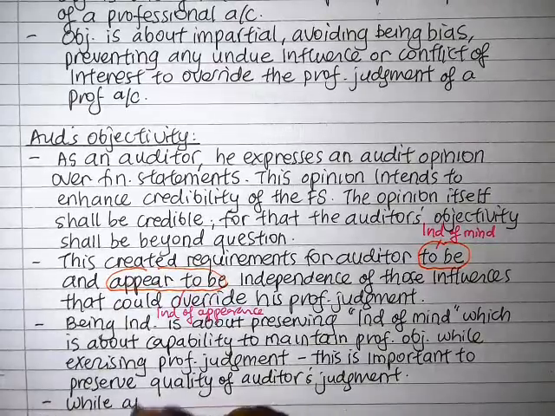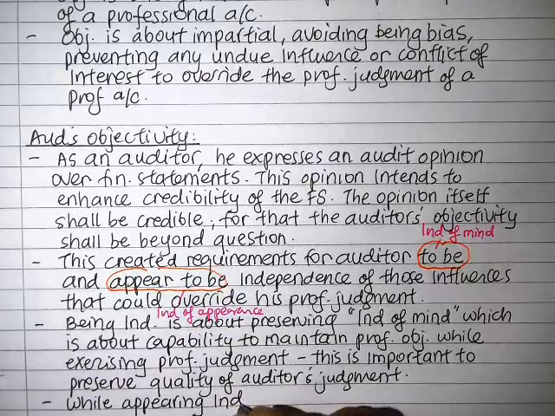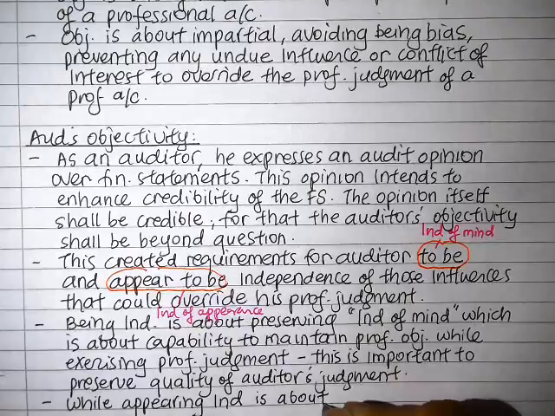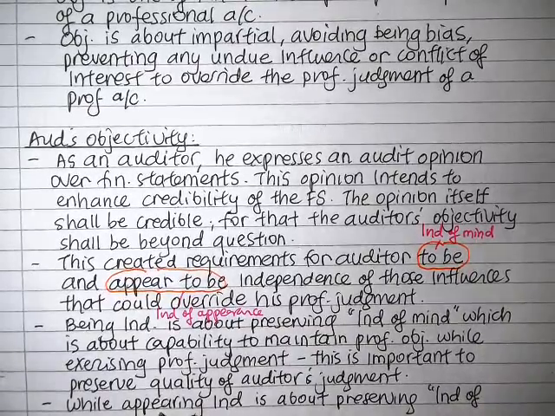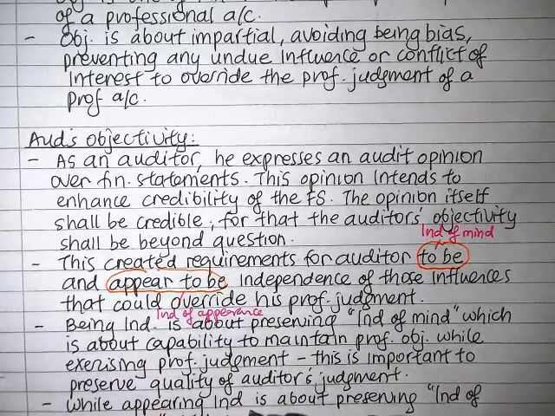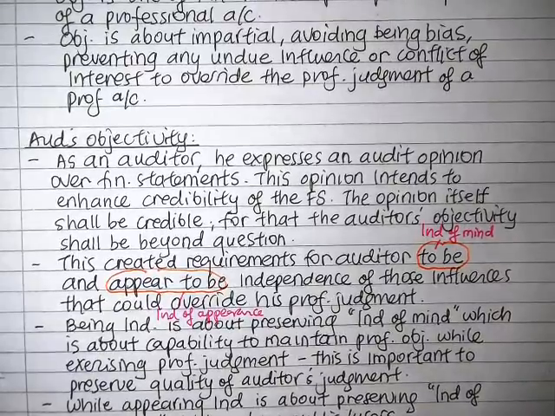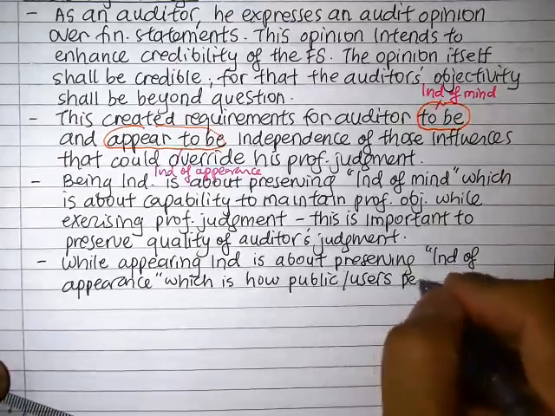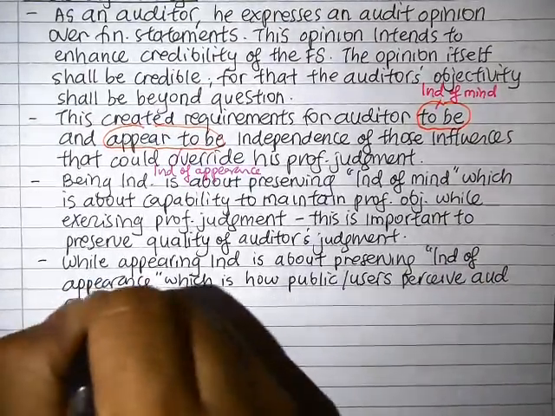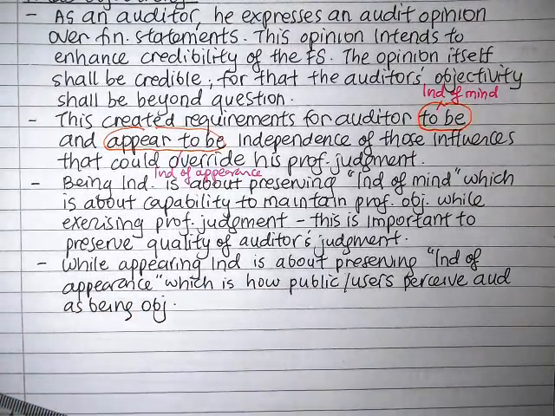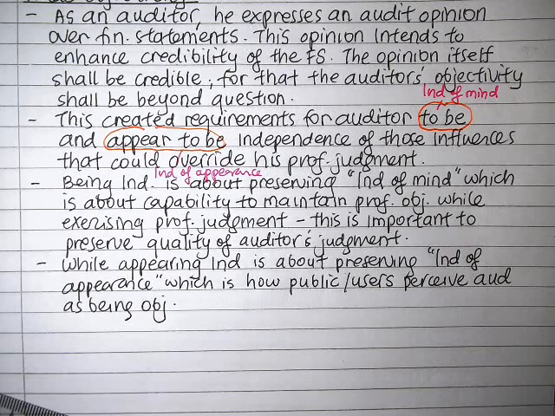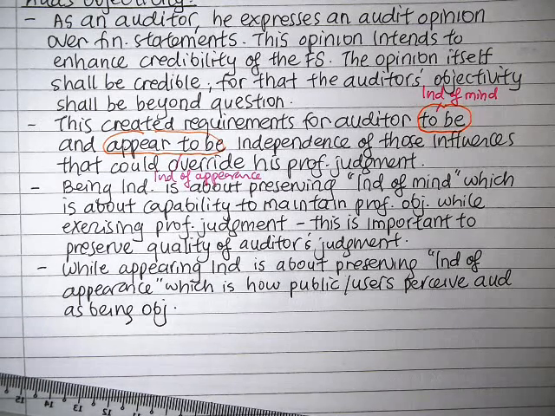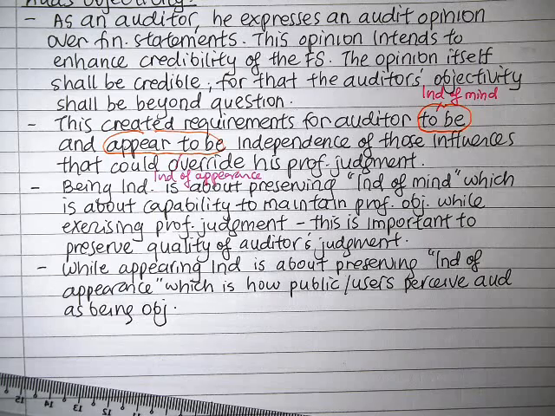So over here, being independent is about preserving independence of mind, which is about your capability to maintain your professional objectivity while exercising professional judgment. And what is this important of? This is important for quality, okay? And this is important to preserve quality of auditor's judgment.